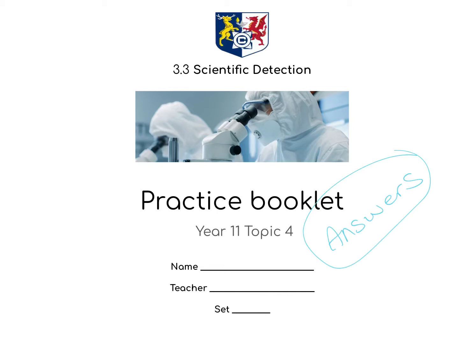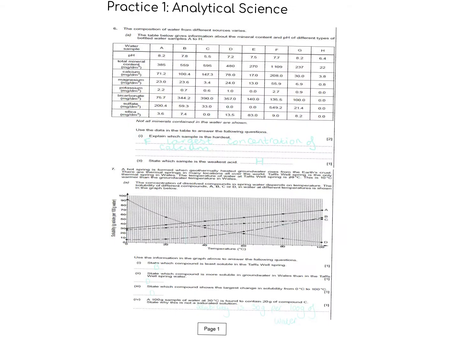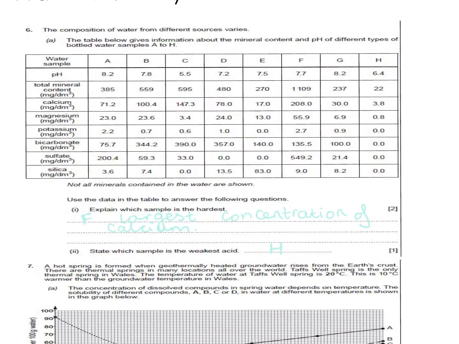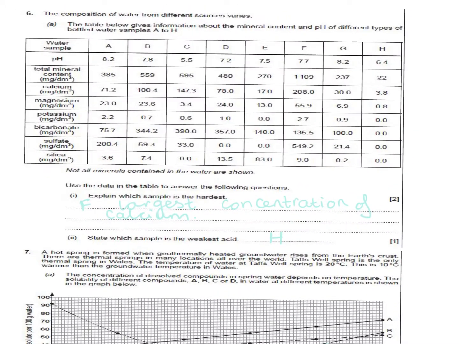Right, so this is 3.3 scientific detection. The first question is looking at a load of information about different types of water and explaining which sample you think is the hardest. Remembering from last year that hard water is caused by calcium ions, F had the largest concentration of calcium ions, so that would be the hardest type of water.